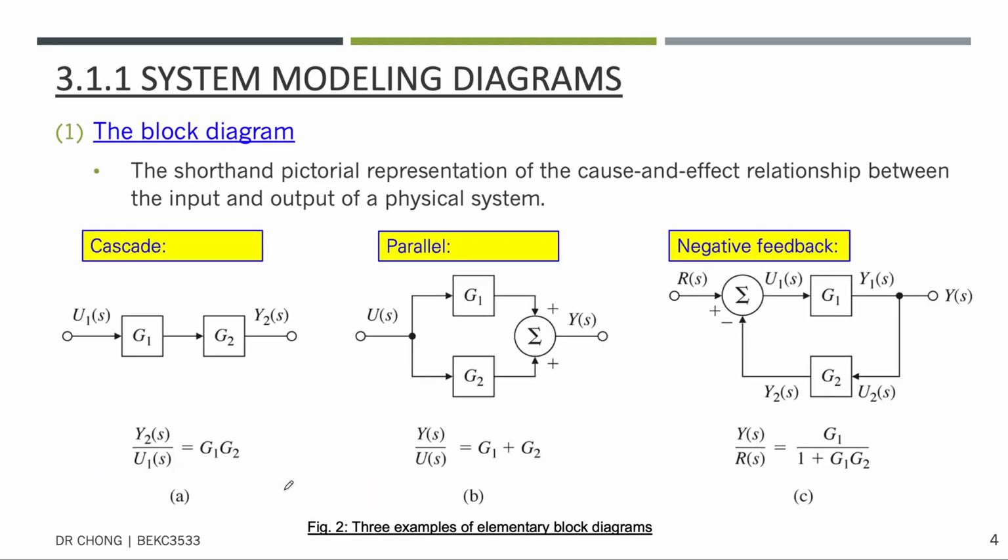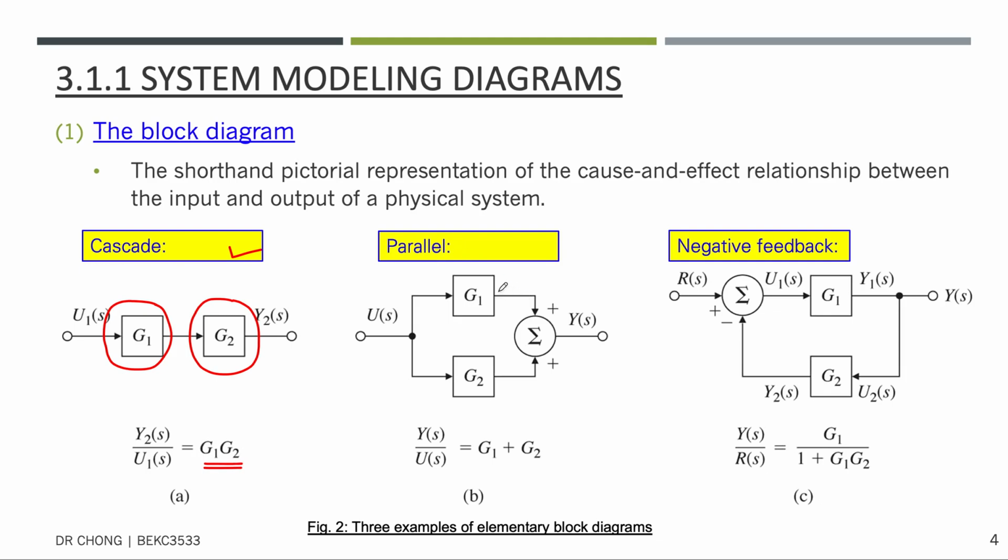Three fundamental arrangements of block diagram that we must learn. First one is the cascade. We call it cascade when we have one subsystem arranged next to another subsystem. So how do we get the transfer function when a system is arranged in this way? The transfer function, output versus input, is the multiplication of G1 and G2.